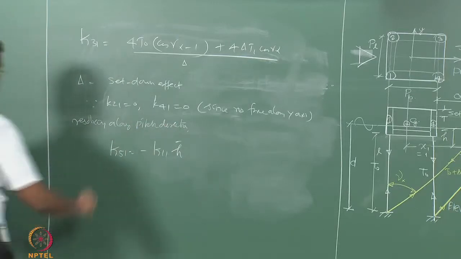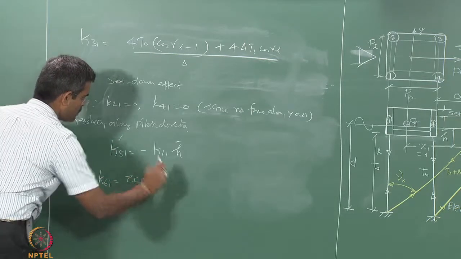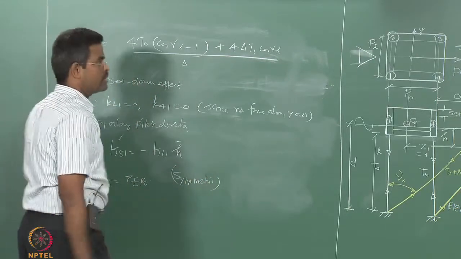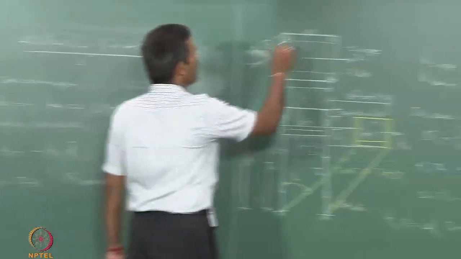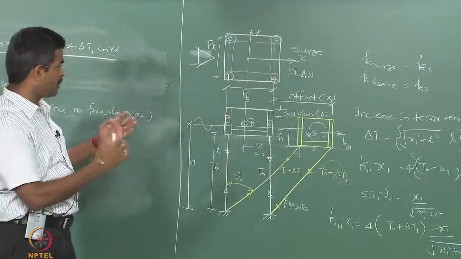So, K51 I have, K61 is going to be 0 because the platform is symmetric. On the other hand, look at the geometry, 1 2 3 4, all pontoons are equally spaced from the CG, being a square platform.